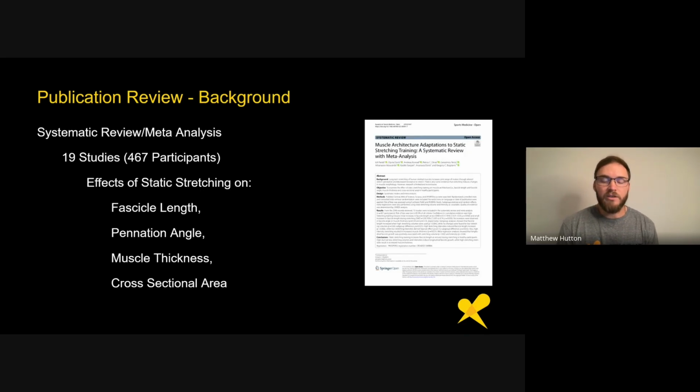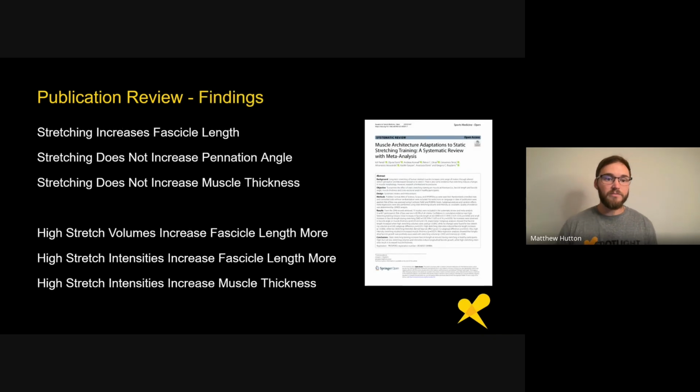And what they were looking at was the effects of static stretching on fascicle length, pennation angle, muscle thickness, and cross-sectional area. So all of the different architectural changes produced by static stretching as opposed to more dynamic stretching. What they found was, as a whole, stretching does increase fascicle length. It does not seem to increase pennation angle, and it does not seem to increase muscle thickness. However, when you break these papers down into subgroups, you see that the groups with a high stretch volume increase fascicle length more.